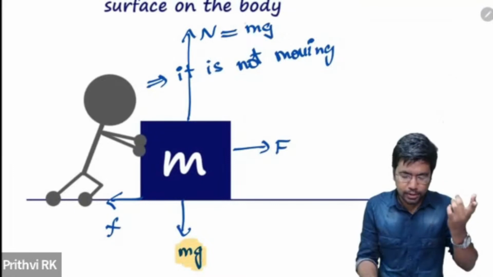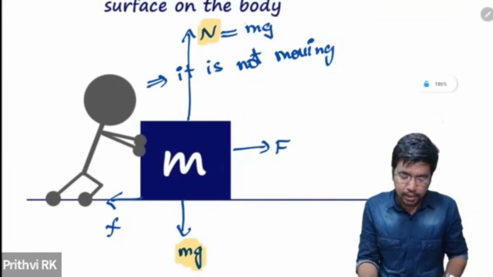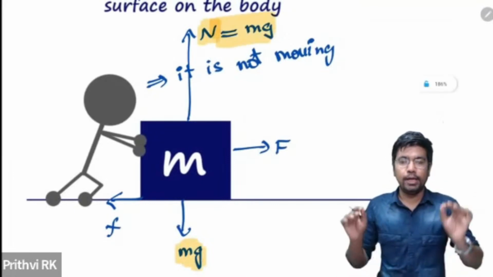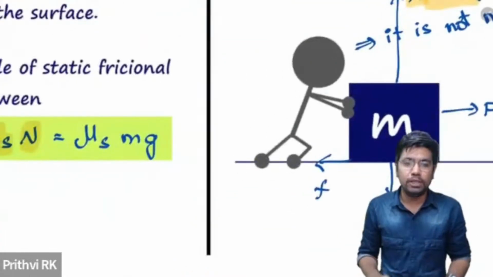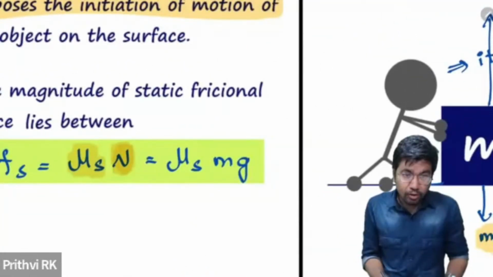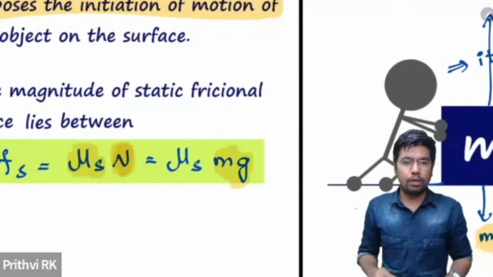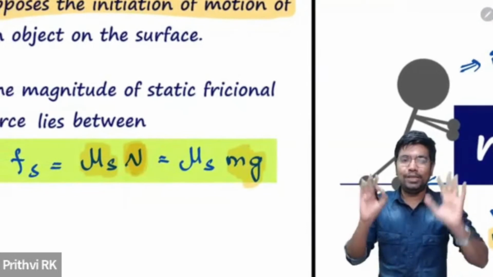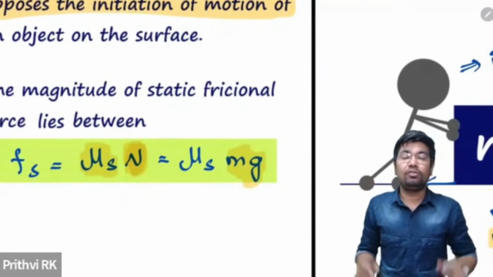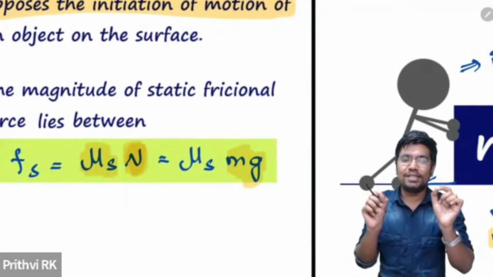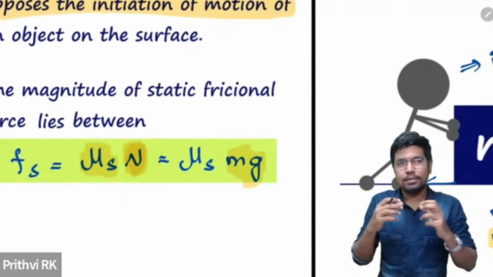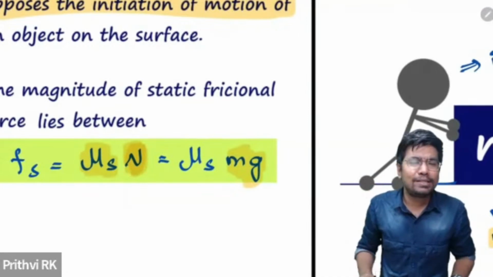So what is equal and opposite? Normal. So normal is equal to mg. Normal will always be equal to mg. That's why in place of normal N, we are substituting mg here. Now you know what normal is. Sir, what is mu s then? Well, mu s is the coefficient of static friction. Sir, what does this value represent?